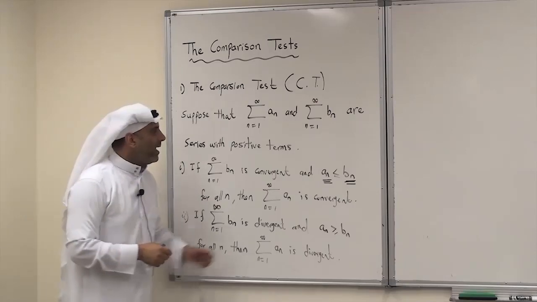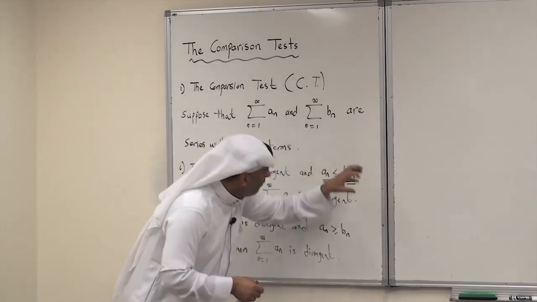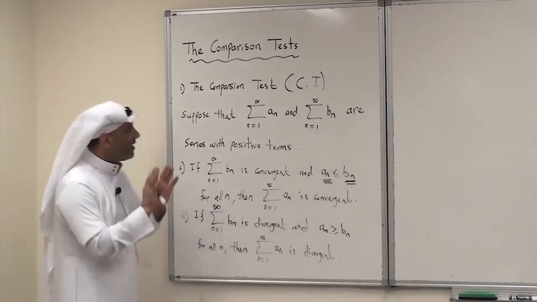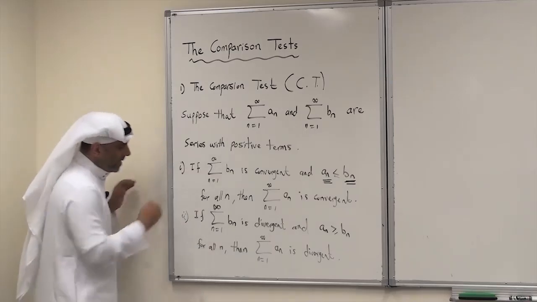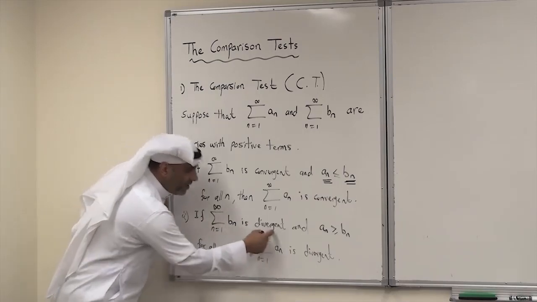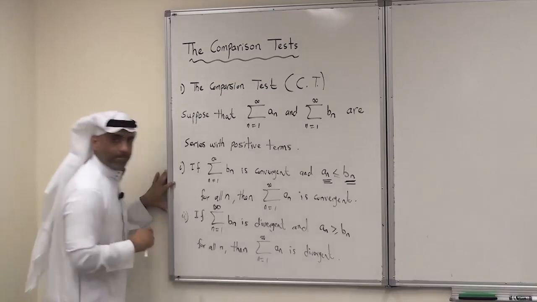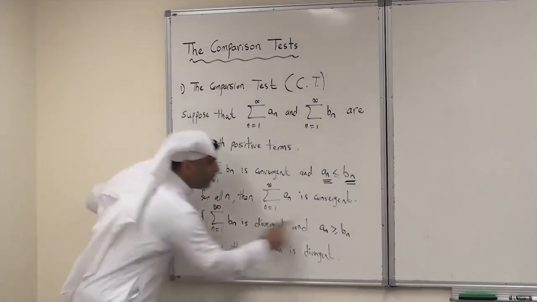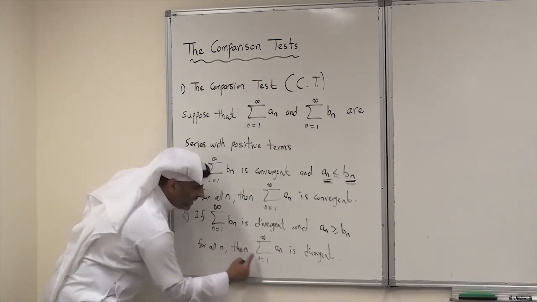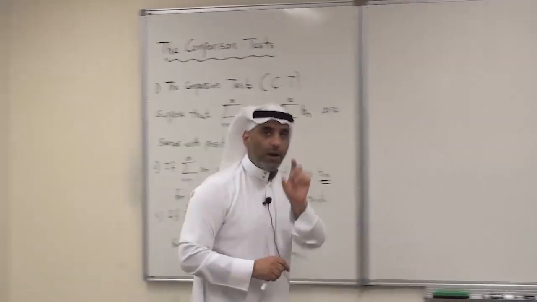Simply it says, if the larger one, the series containing the larger terms, is convergent, then the series of the smaller one also is convergent. Keeping in mind that both of them are positive. The second part of the test says, if the series bn is divergent, and we know that an is termwise greater than or equal to bn, meaning the smaller one is divergent, what can we say about the larger one? Then the larger one also is divergent. So that is what we call the comparison test.